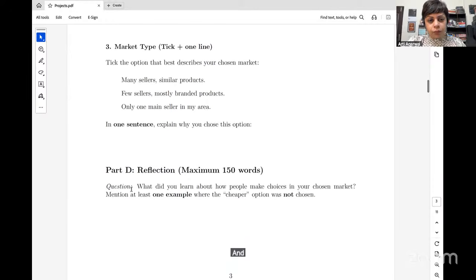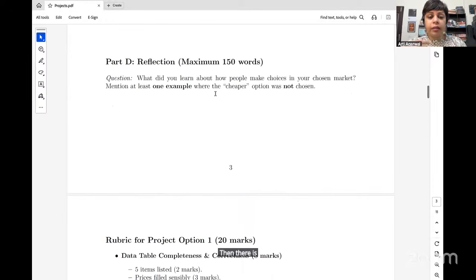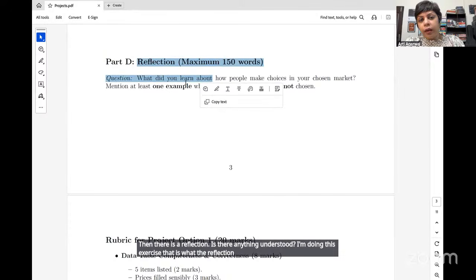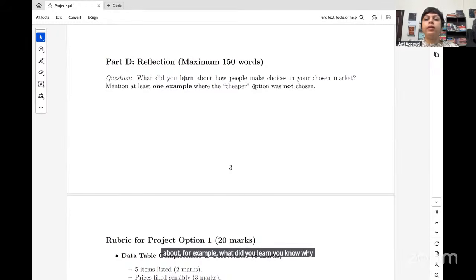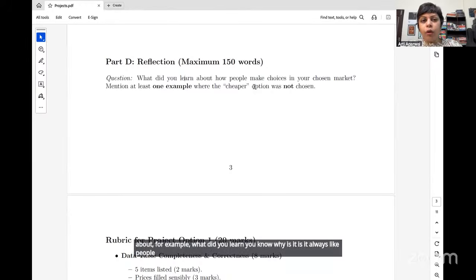And then there is a reflection. Is there anything you understood from doing this exercise? That is what the reflection is. It doesn't have to be long, just one short paragraph, maybe 3, 4 lines about, for example, what did you learn? Why is it always that people go for the cheaper good, or is that not always the case? And if it's not the case, then why do people not go for the cheaper good? Right? That is the question here.